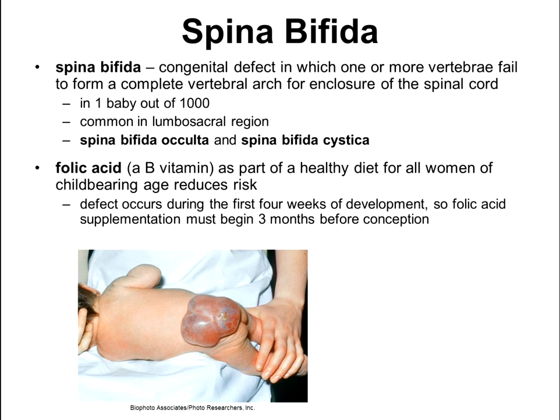This is a picture of a child with spina bifida, and that is a congenital defect in which one or more vertebrae fail to form a complete vertebral arch for enclosure of the spinal cord. And this happens in about 1 out of 1,000 children. And it is common usually in what's called the lumbosacral region, which is the lower portion of your vertebral column.